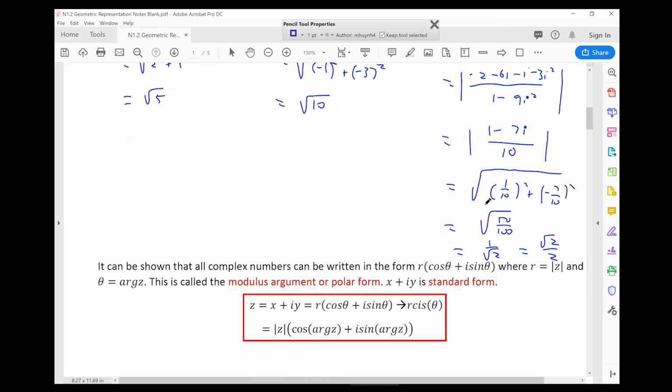It can be shown that any complex number can be written in the form r cos theta plus i r sin theta, where r is the modulus, which we just practiced, and theta is the angle, arg z. So mod-arg form is r cis theta, or r cos theta plus i r sin theta. r cis theta is just a short way, and the standard form is what we've been doing earlier, so x plus iy or a plus ib, it doesn't really matter which way we put it. Next time we'll go over how to put it in mod-arg form fully.